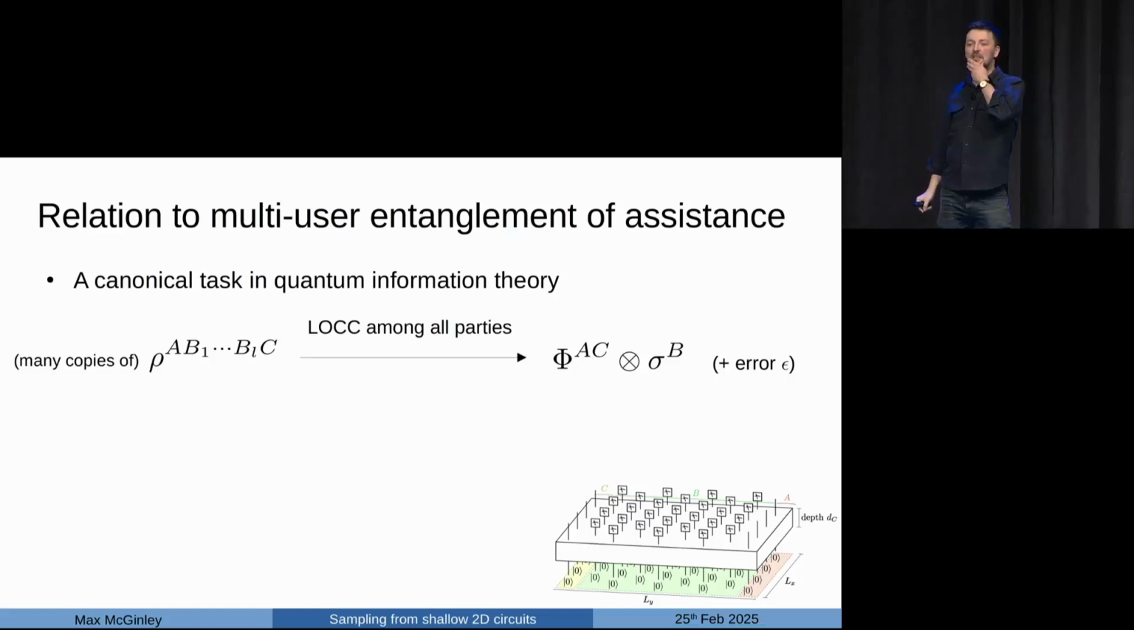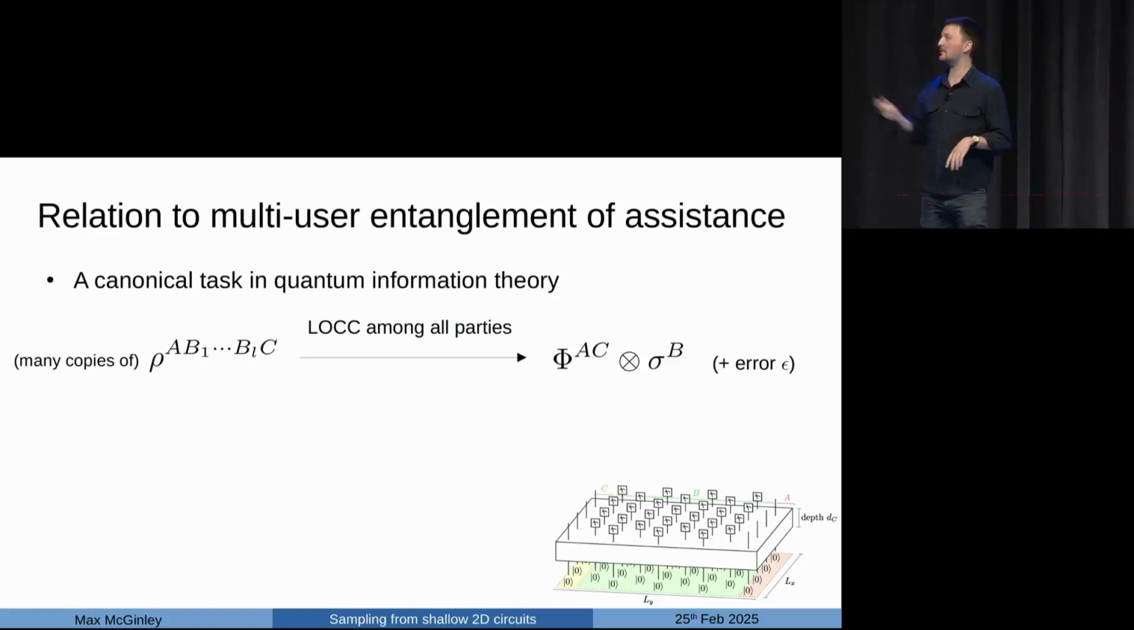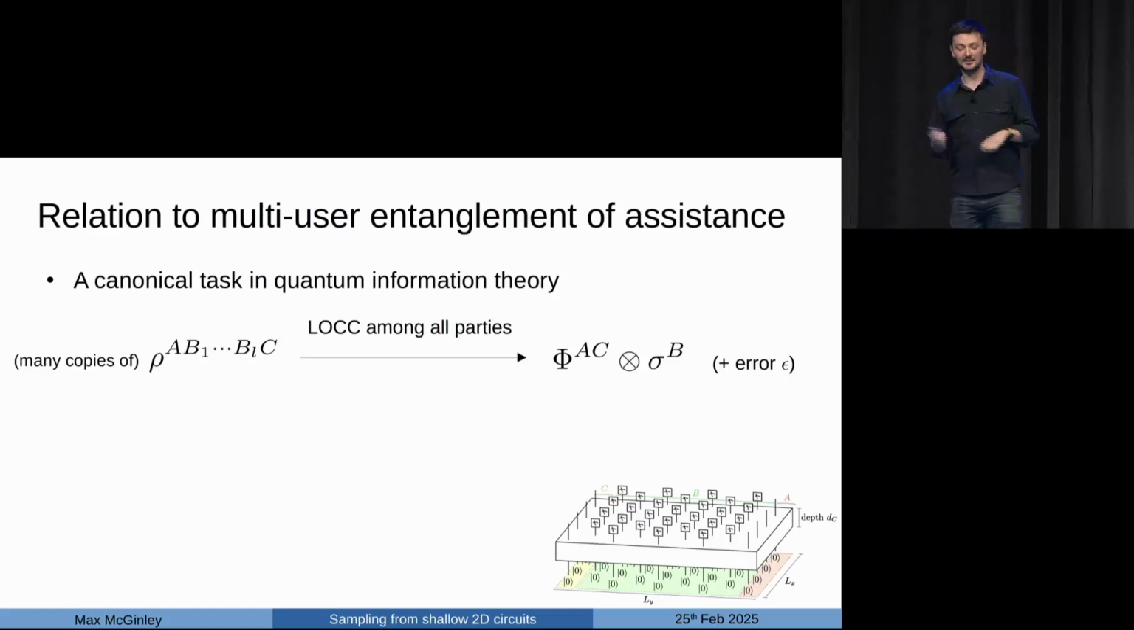OK. This brings us to a more info theory, or quantum Shannon theory, question. And in this regard, we wanted to frame this as a canonical Shannon theory task that's known as multi-user entanglement of assistance, which has a very similar flavor here. The idea is we have some multipartite state from which we want to generate bipartite entanglement using LOCC.